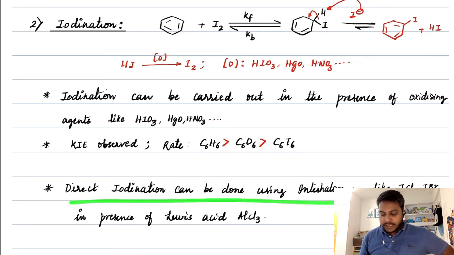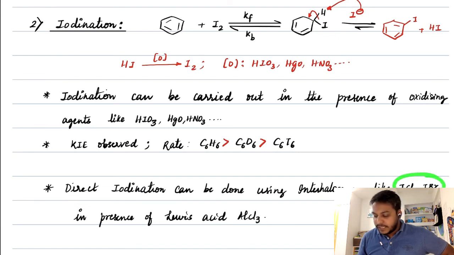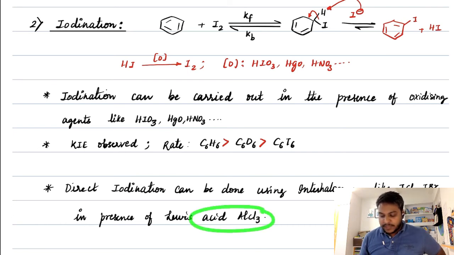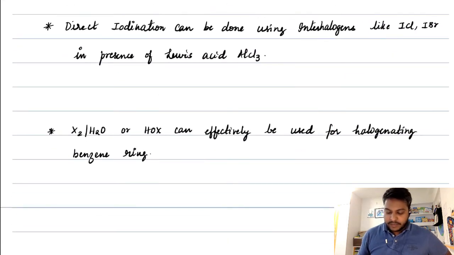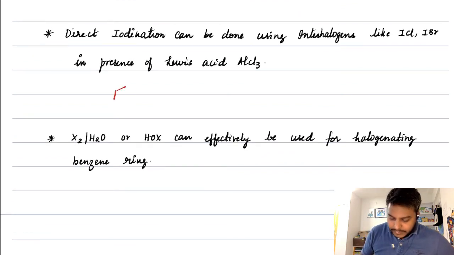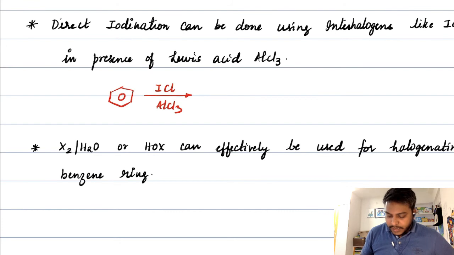See, direct iodination can also be done if we use interhalogens. Instead of I2 and some Lewis acid, we can use interhalogens in the presence of a Lewis acid and carry out an electrophilic aromatic substitution. See how we can do that. It is like this: benzene, if we take that with ICl in the presence of AlCl3, here I plus is created, which will give iodobenzene here, and AlCl3 plus HCl will be formed.